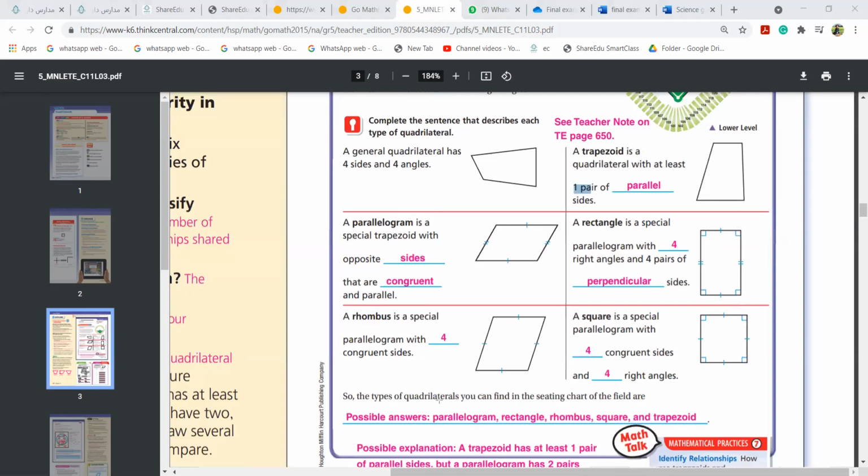Types of quadrilaterals are parallelogram, rectangle, rhombus, square, and trapezoid. Write all of those things. Miss, we write that? Yes, you need to know that quadrilaterals are parallelograms, rectangles. You need to write everything.